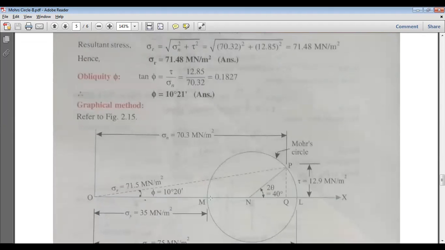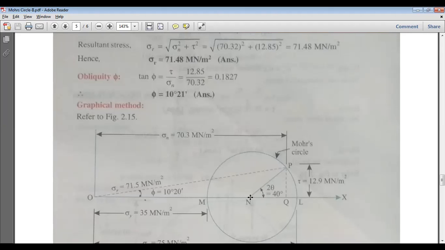So you find the two extreme points of the Mohr circle, M and L, and then you find the center. This way you can find sigma x plus sigma y by 2 from here to here, and sigma x minus sigma y by 2 from here to here. When you have found the center, you draw a circle, and draw this plane at an angle of 2 theta.